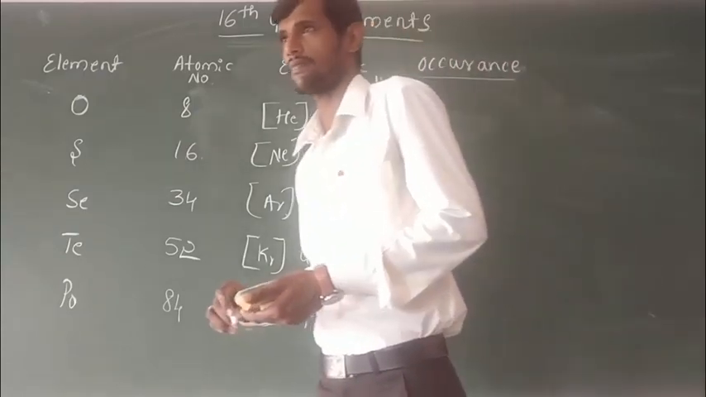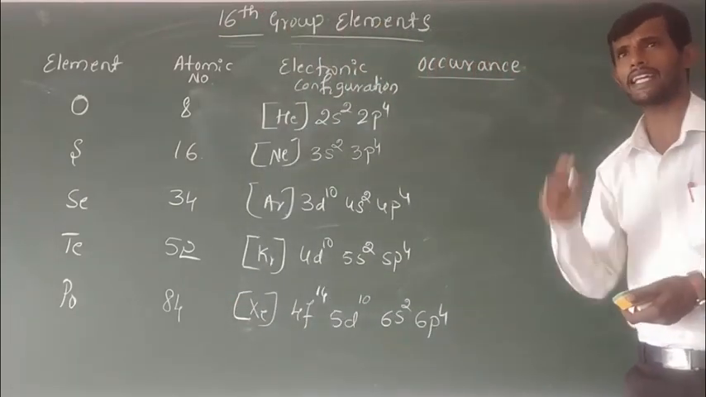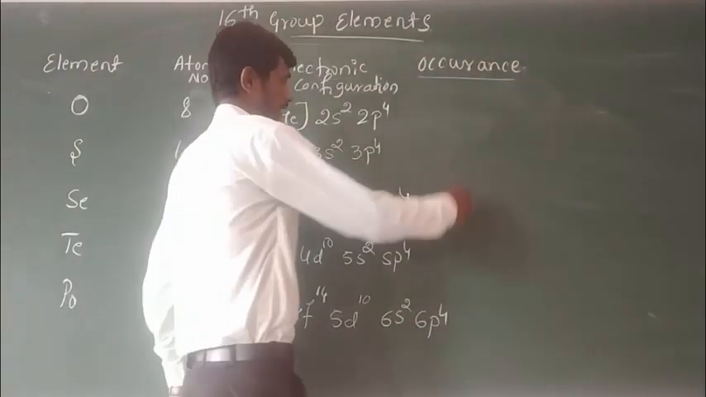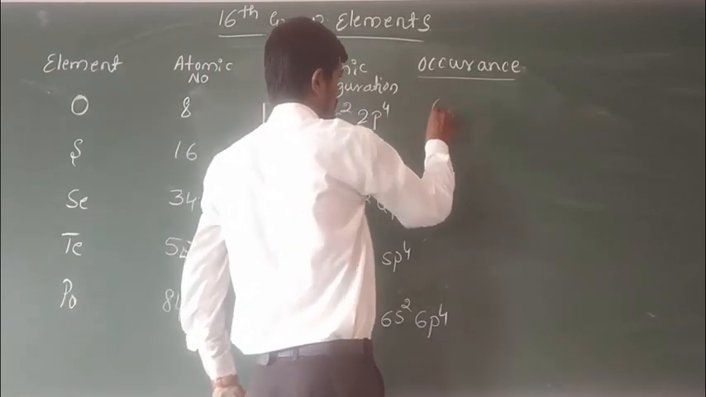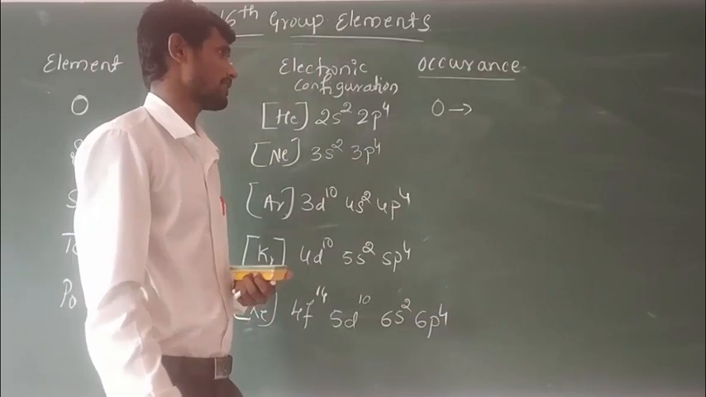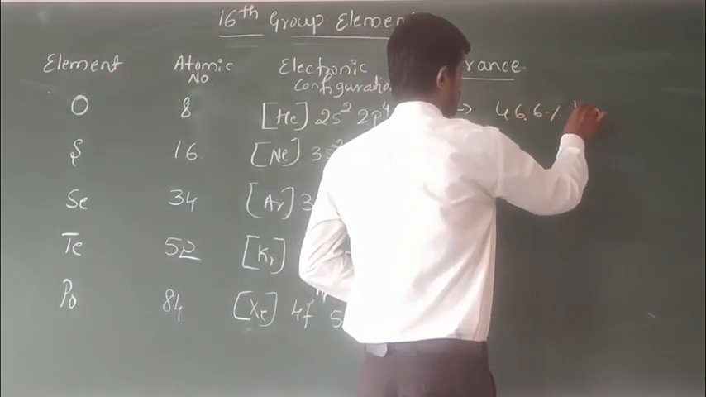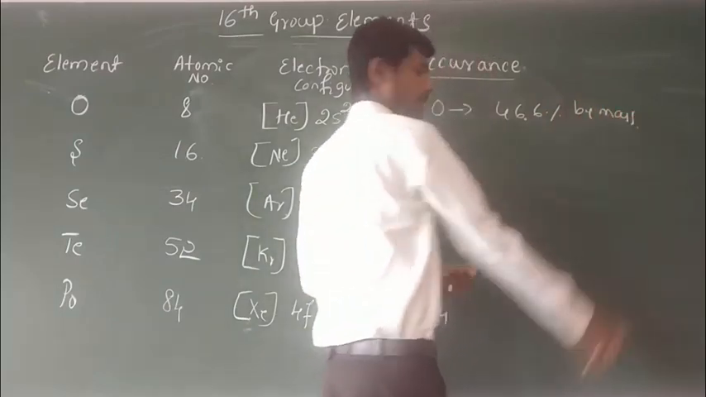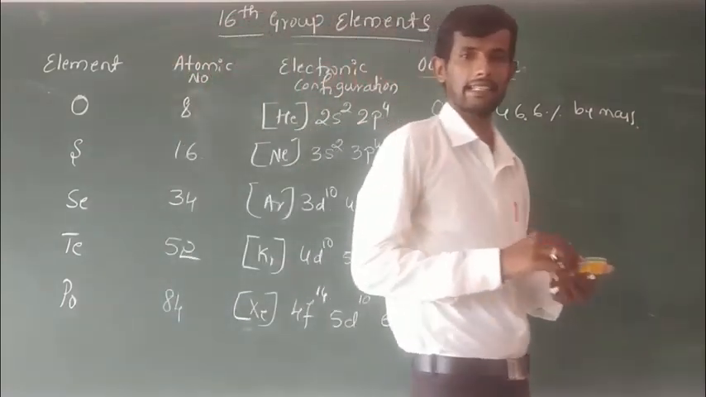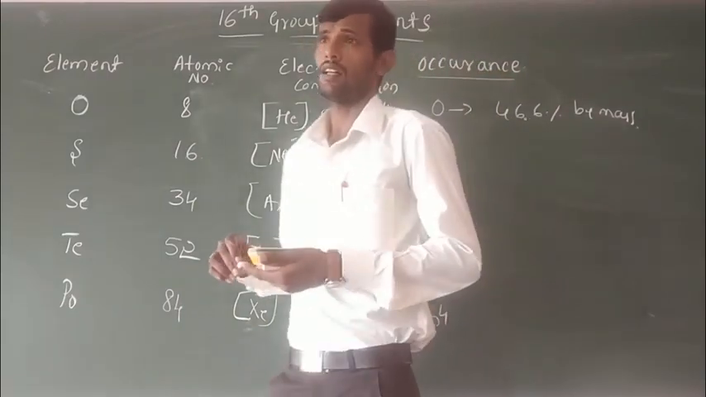46.6% by mass on the earth's surface. And dry air contains 21% oxygen. As oxygen is one of the most abundant elements present on earth, 46.6% by mass on earth, and dry air contains 21% of oxygen.